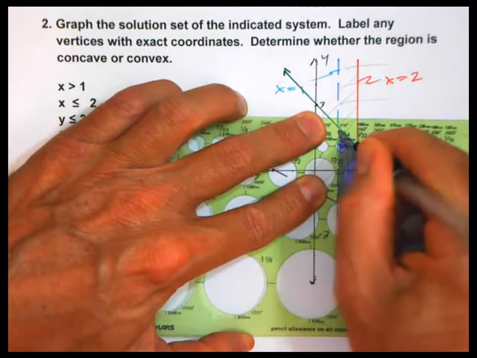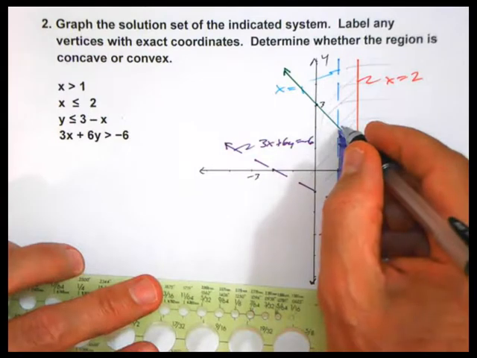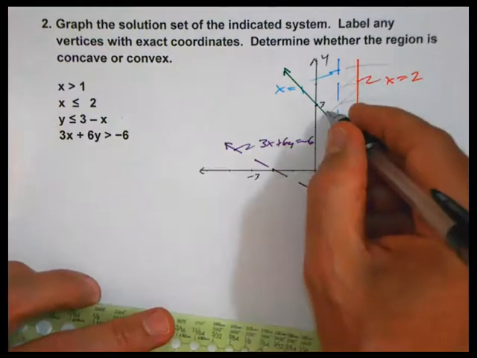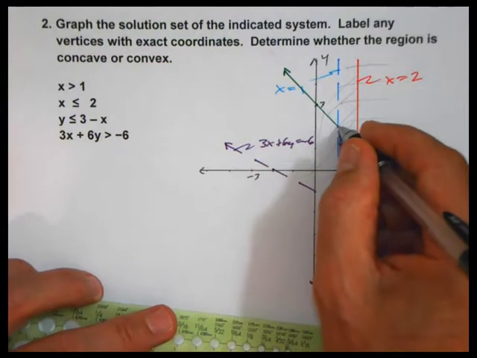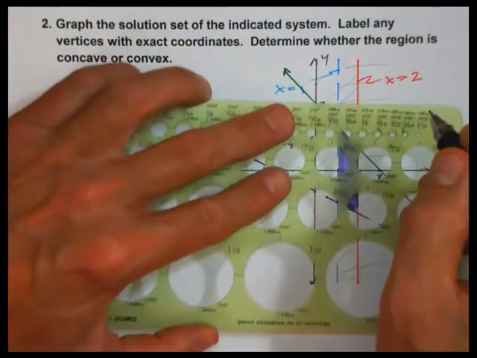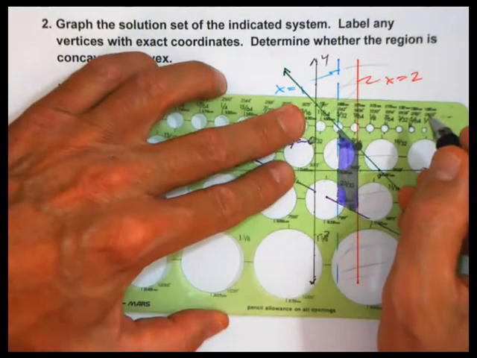Solid. Okay, this vertex here is a solid line and a dashed line. So this point of intersection is not part of the solution set. Hollow circle.